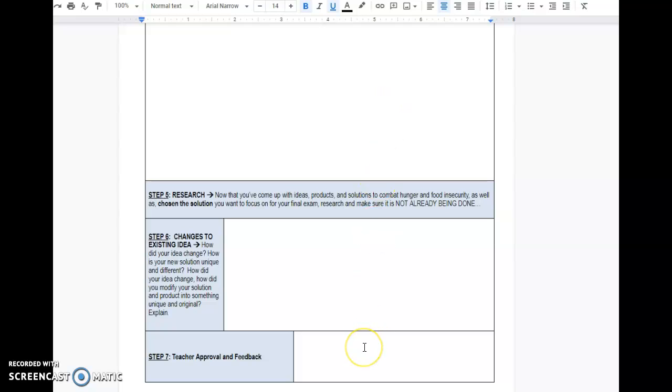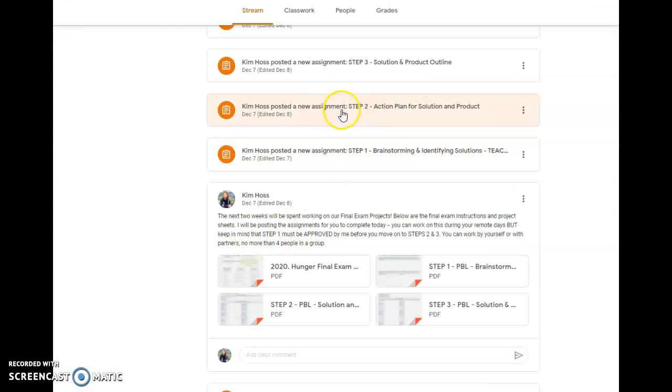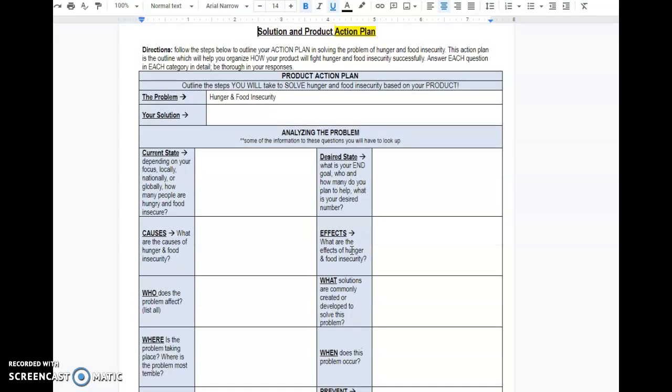So once that has been done, it's been returned to you, and you see your grade, you can move on to step 2. So step 2 is located here. It's your action plan. This is where you just get some more information regarding the solution that you're focusing on. Okay, so some of your solutions are going to be local or national or global. So when you're thinking about the current state, how many people are hungry and food insecure based on that location? Then you want to come up with a number or a desired state for the problem that you're focusing on.